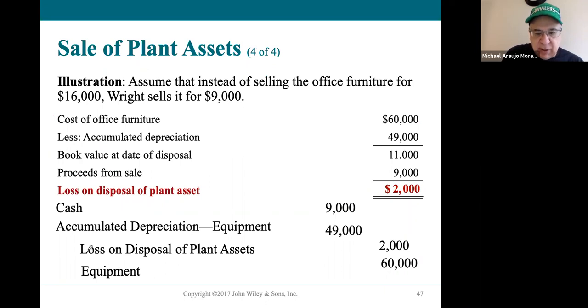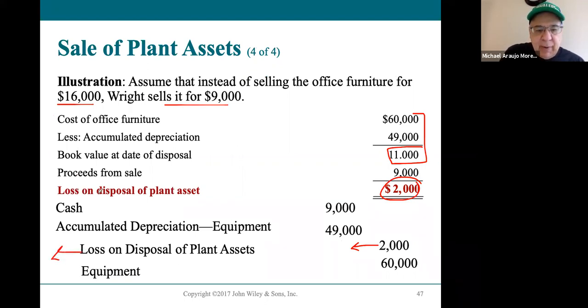Again, this is incorrect here on this slide as well. If they sold it for $9,000 instead of $16,000, again, you have a book value of $11,000 for the furniture, but they've only sold it for $9,000. This $2,000 loss would be on the debit side. So that's a mistake as well.